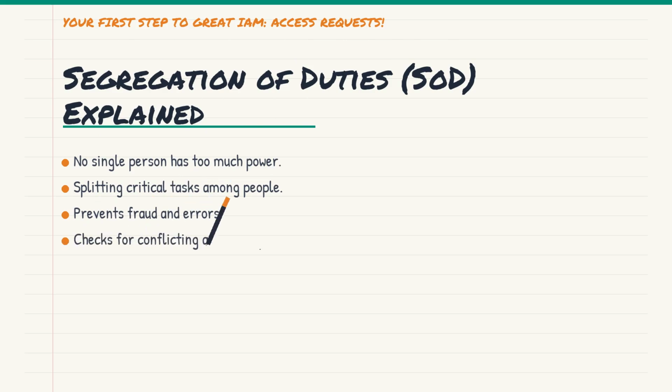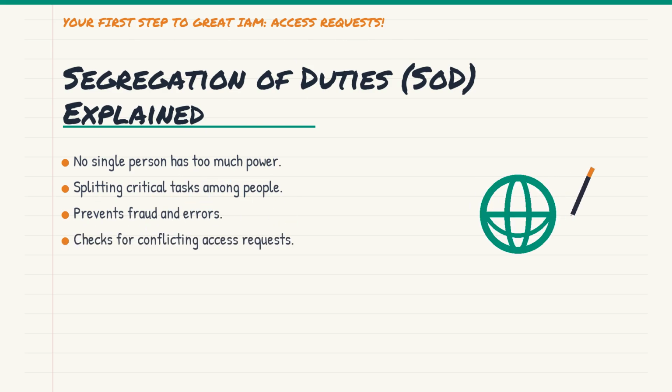Now, about that segregation of duties, or SoD. Imagine a bank teller who can both approve loan applications and disburse the money. That's a lot of power in one person's hands, right? SoD is all about splitting up critical tasks, so no single person has the ability to do something risky without someone else checking it. In access requests, it means if someone can grant access, they shouldn't also be able to approve their own request for that same access.